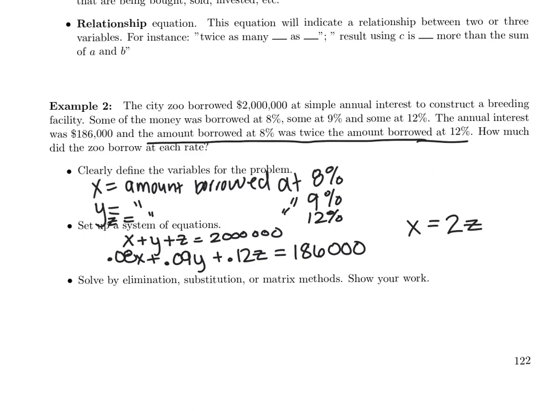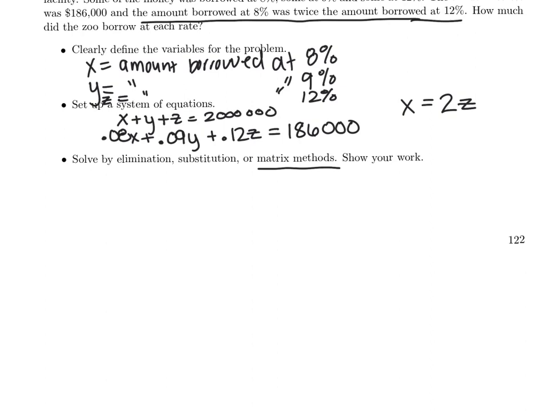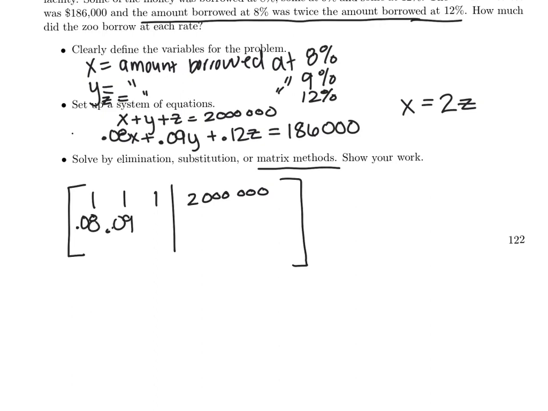So what I'm going to do, I think I'm going to show you your matrix methods, because I think most of you are probably going to want to do that one. So we're going to set up that matrix. The first equation would be 1, 1, 1, and then 2 million. So make sure you write in enough zeros. Then the next one would be 0.08, 0.09, 0.12, and then 186,000.